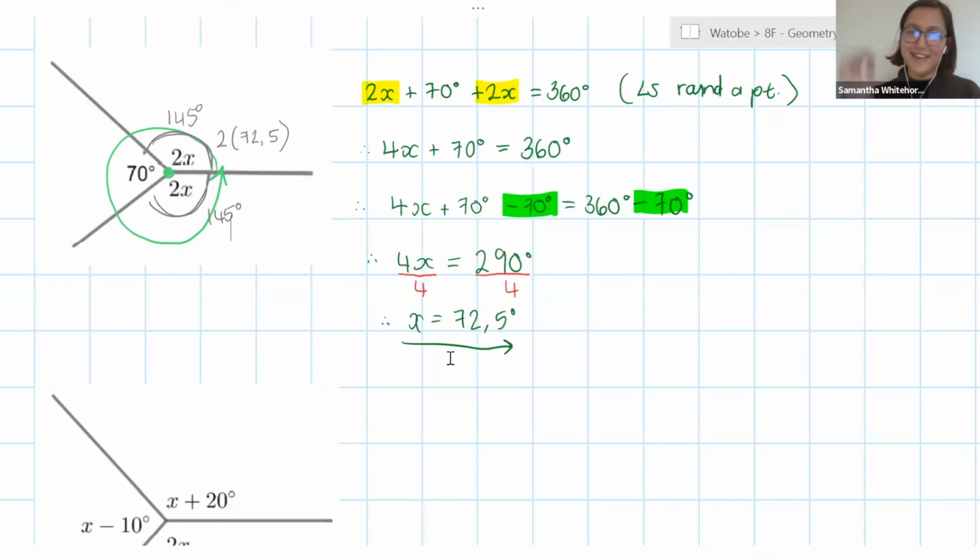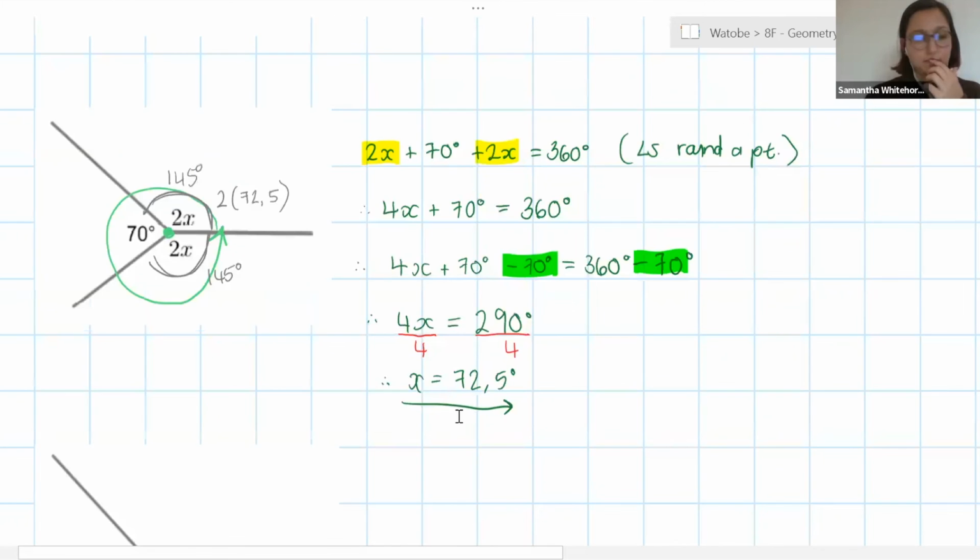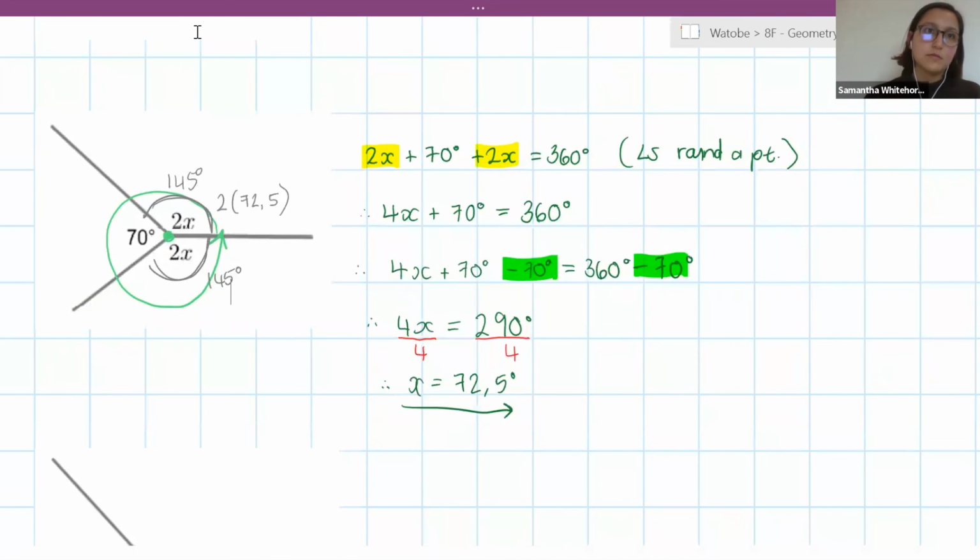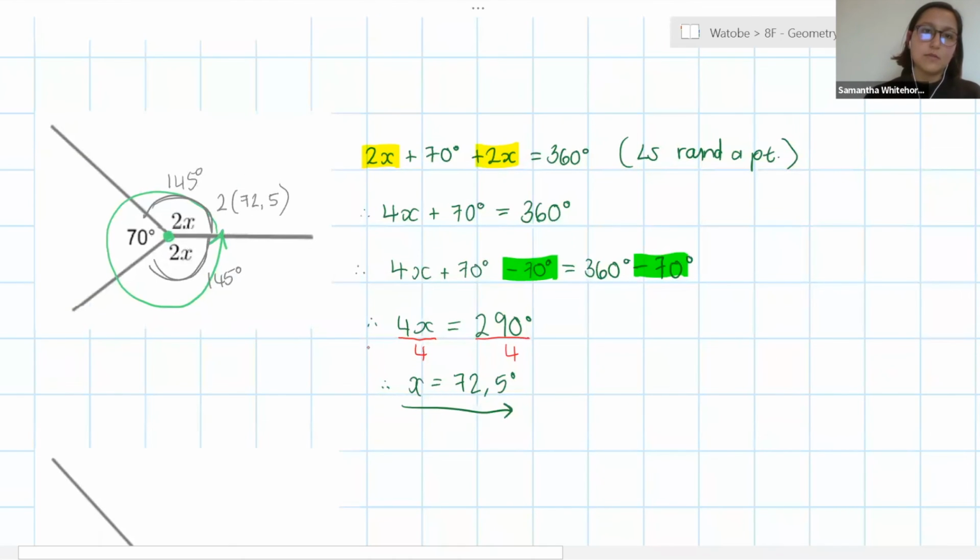Hi, ma'am. I wanted to ask, when we had to change it into a fraction, when we had to also use the variable in it, I was a little bit lost because it was 4x over 4 and 290 degrees over 4.